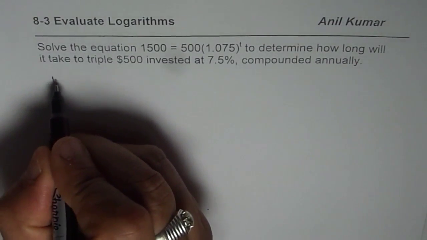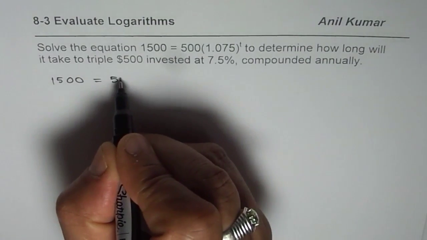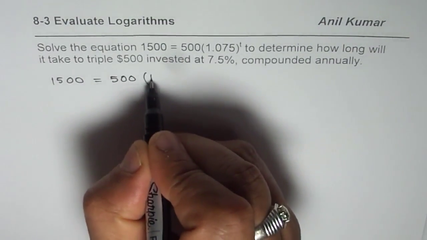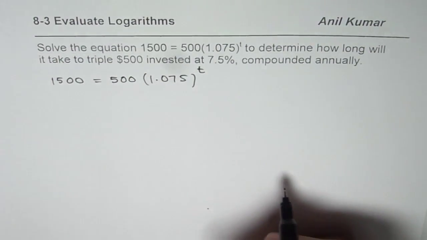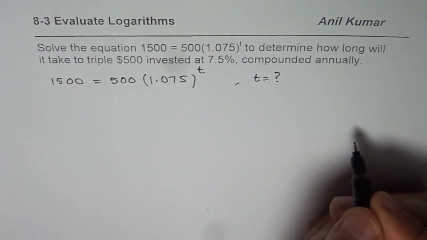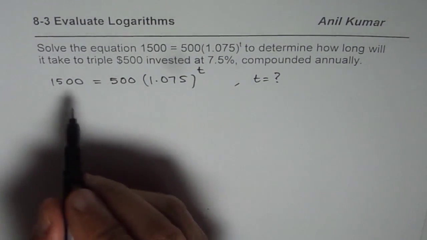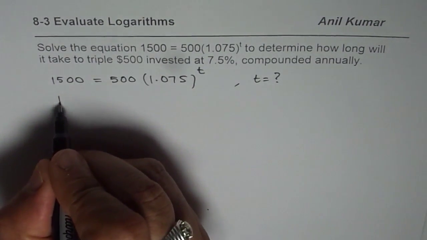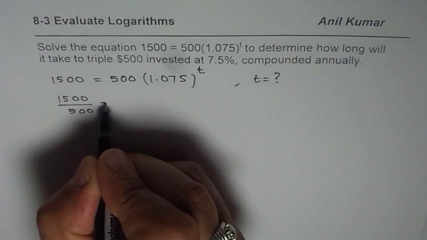Well, to begin with, we have the equation 1500 equals 500 times 1.075 to the power of t. Now we need to find what t is, so we need to find t in years. That is what the question is. Now to find t, first step, let's divide by 500. So we should get 3, because we are tripling the amount, correct?